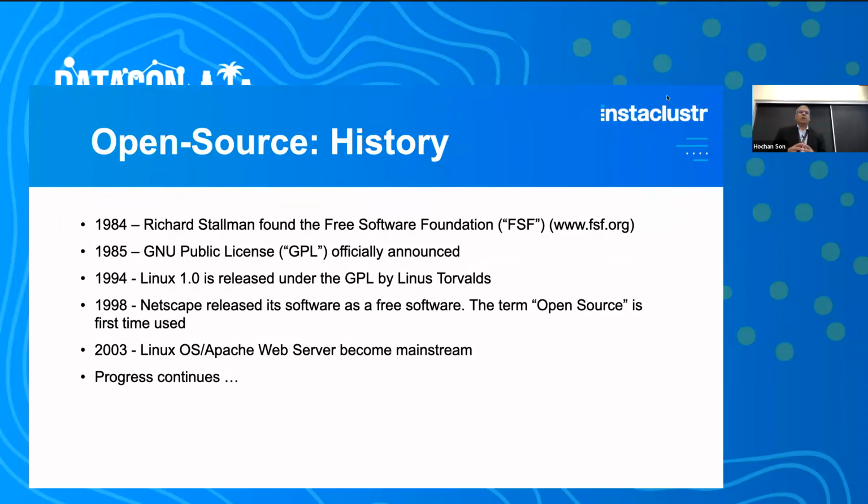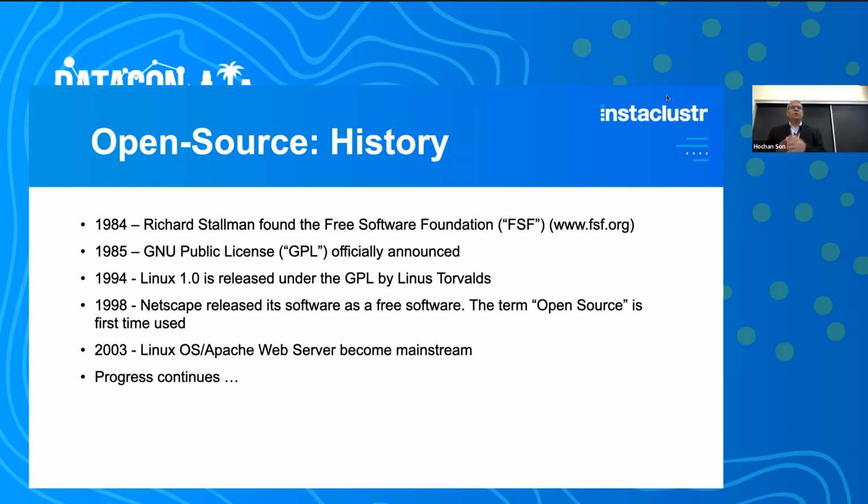So this open source revolution was started by Richard Stallman in 1984. He formed the FSF, the Free Software Foundation. It was mostly a revolution against proprietary software. They were sick of paying money for software. They said, why can't we write free software? And in 1985, the GNU General Public License was announced.